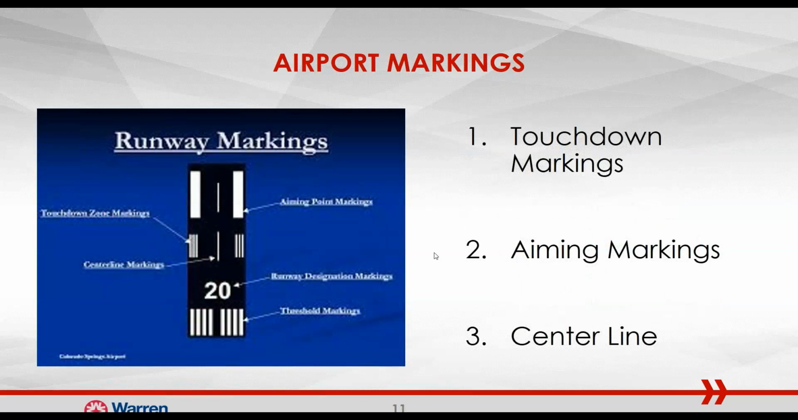Let's also look at a couple of other items on here. Here's your threshold markings. Okay, here's your center lines, your aiming markings if you're landing, your runway designation number, and your touchdown zone markings. This allows pilots while landing to know exactly where to place their wheels in the airplane for a safe and efficient landing.